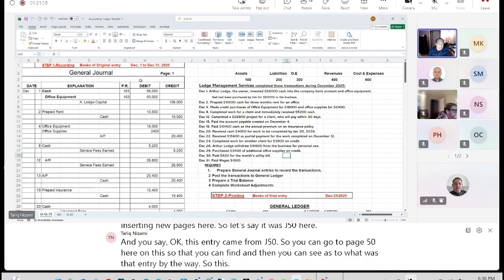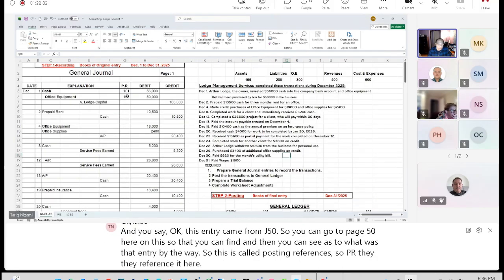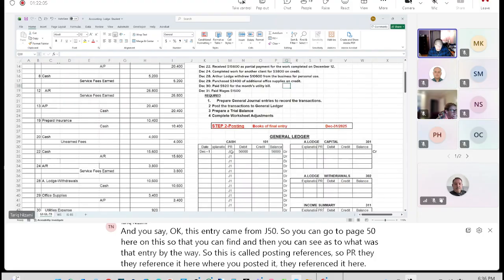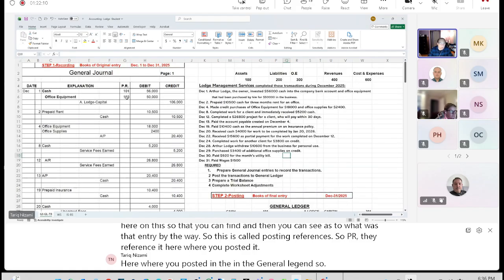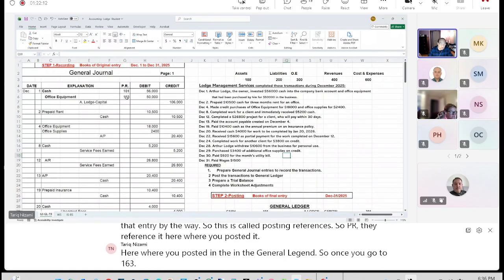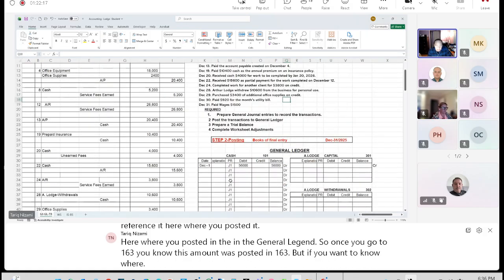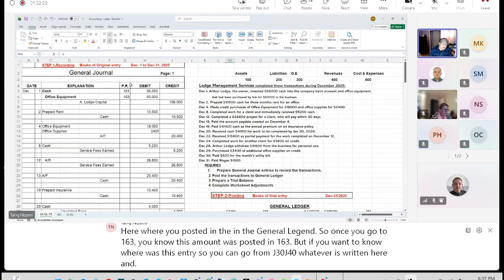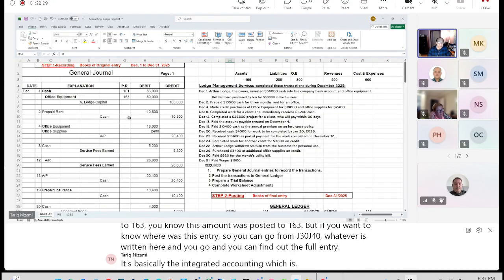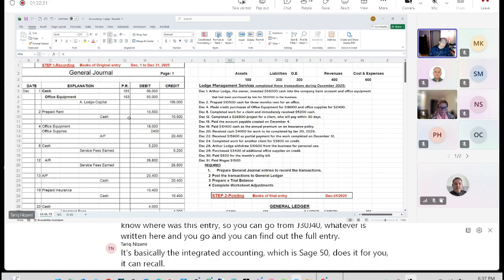So this is called posting references. PR, they reference here where you posted it in the general ledger. So once you go to 163, you know this amount was posted in 163, but if you want to know where this entry was, you can go from J30, J40, whatever is written here, and find out the full entry here. It's basically the integrated accounting, which Sage 50 does for you. It can recall entries anyway.